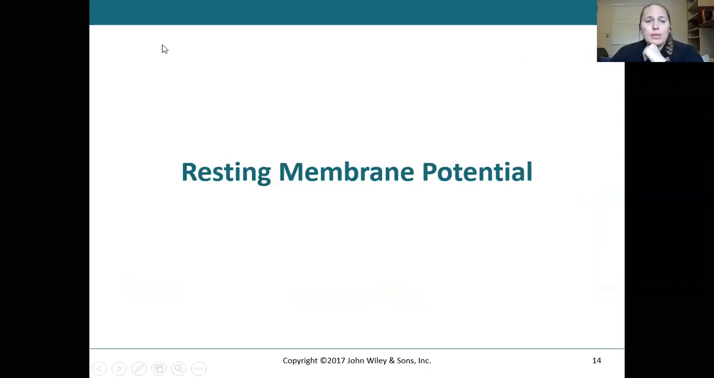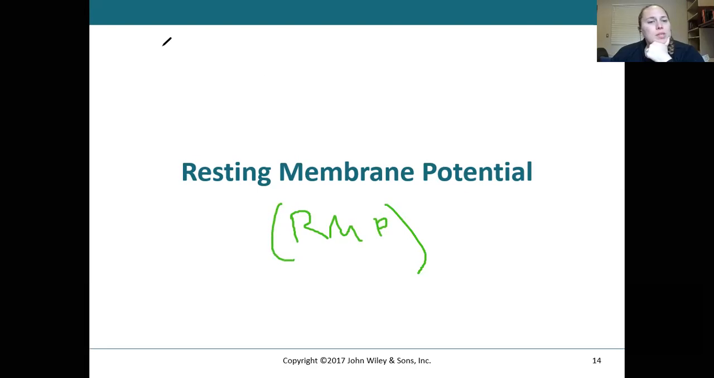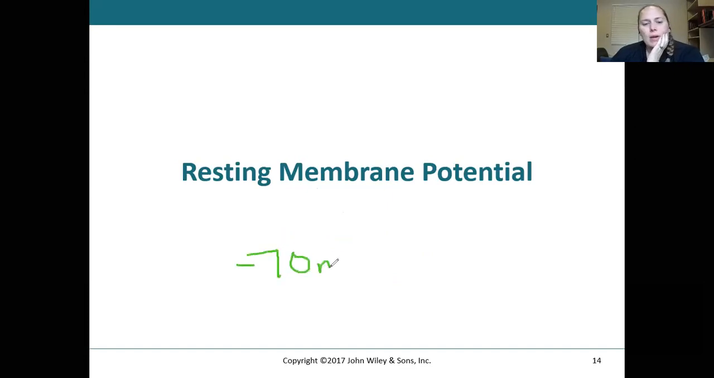Okay, resting membrane potential, also sometimes referred to as RMP. You can kind of see where that comes from. And this is essentially the voltage at which cells naturally just chill out at. So like I said before, neurons usually hang out at around -70 millivolts.